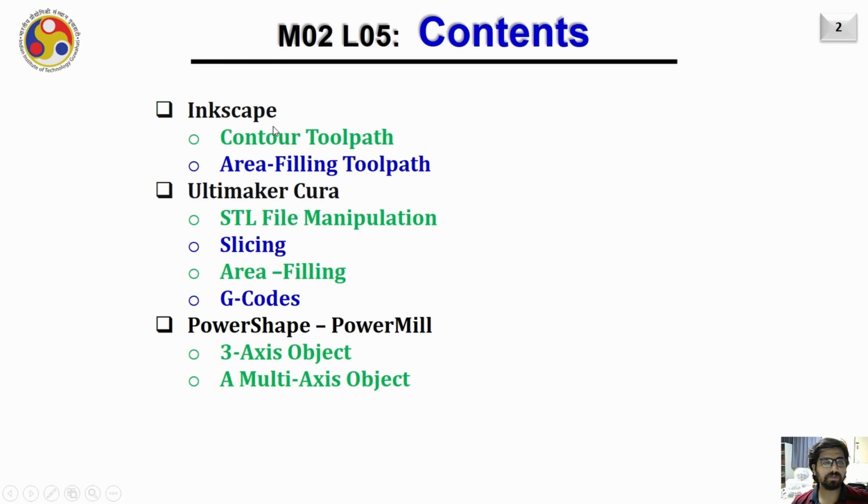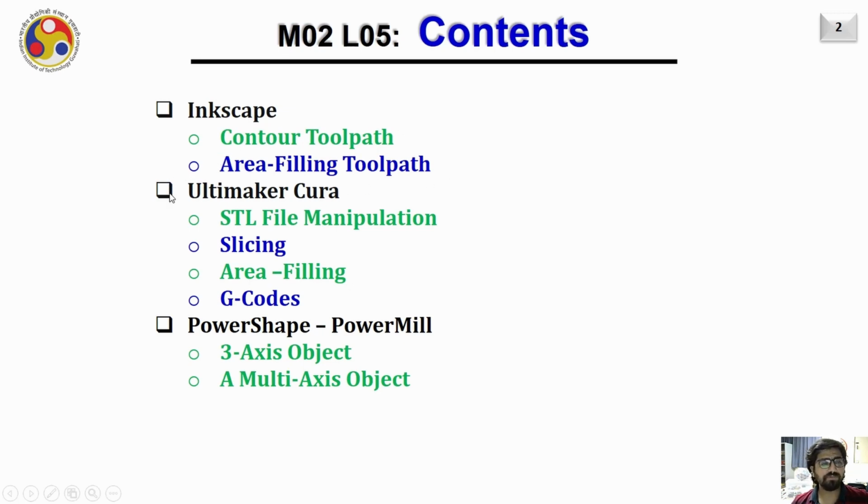We shall first discuss a software called Inkscape. It is an open source package popularly used for making schematics, particularly vector graphics. The same package can be utilized for generating G codes for different types of toolpaths for additive manufacturing. We shall discuss how Inkscape can be used to generate the contour toolpath and the area filling toolpath.